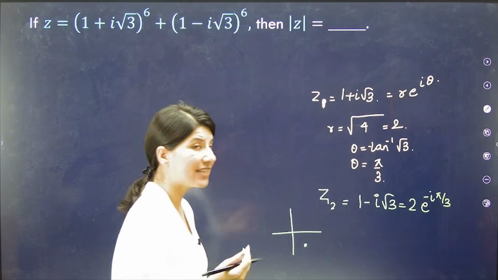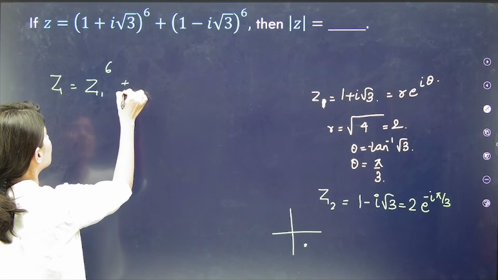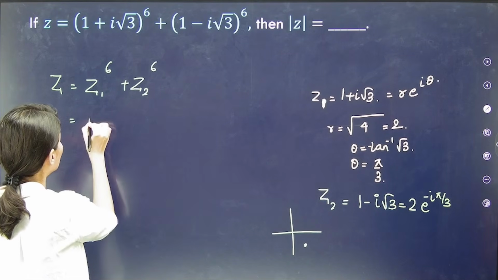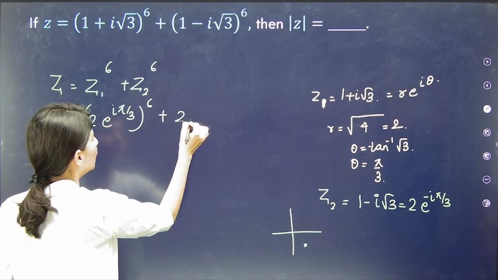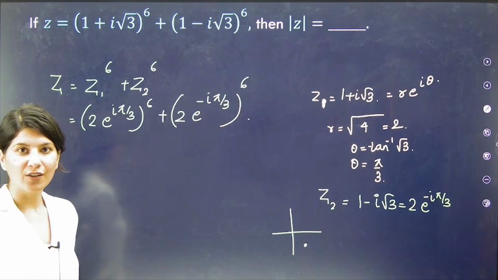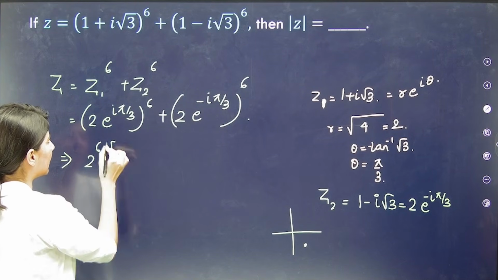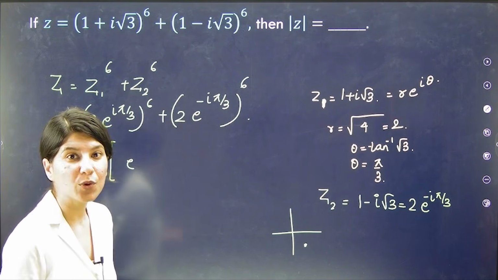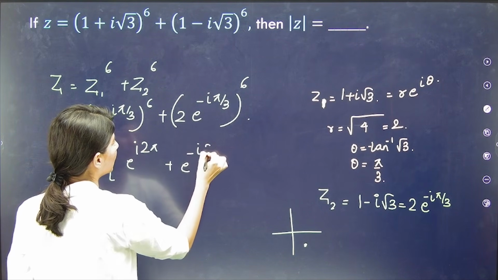Now that you have got z1 and z2, z is written as z1 power 6 plus z2 power 6. Correct? So this is going to become 2 e raised to power iota pi by 3, whole power 6, plus 2 e raised to power minus iota pi by 3, whole power 6. Okay, all right, so this is going to become 2 power 6, you can easily take outside, and e power now 6 by 3, 6 by 3 is what? 2. So 2 power 6 times e raised to power iota 2 pi plus e raised to power minus iota 2 pi.